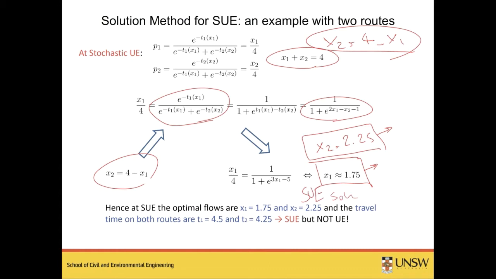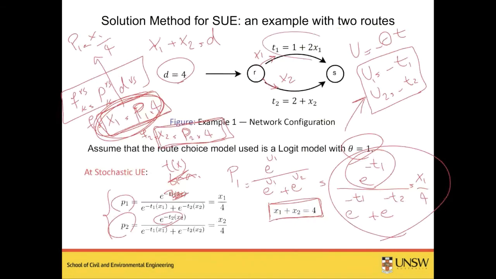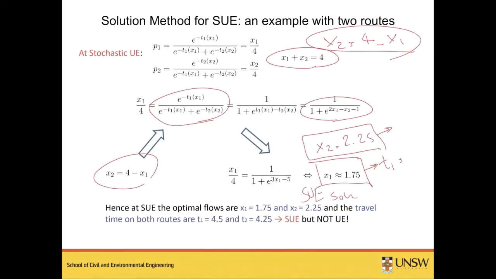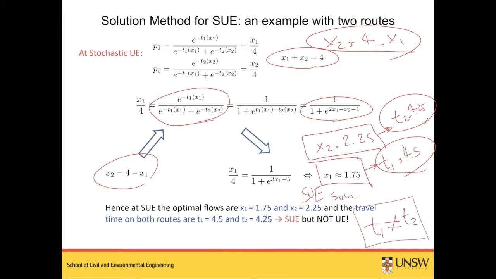But let's have a look at the travel times, because it is very interesting. What would be T1? If you put these numbers into the travel time function of link 1, and this is the travel time function of link 2, T1 comes out as 4.5 and T2 comes out as 4.25. Interesting. Look, T1 is not equal to T2 because we're not solving UE, we are solving SUE.